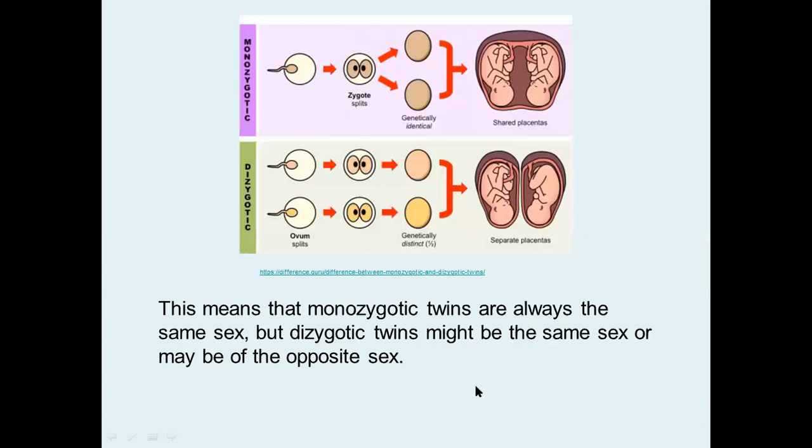Okay, so that means that monozygotic twins are always the same sex. Identical twins, always the same sex. Dizygotic twins may be the same sex, or they may be of the opposite sex. So they may be 2 girls, 2 boys, or 1 girl, 1 boy.